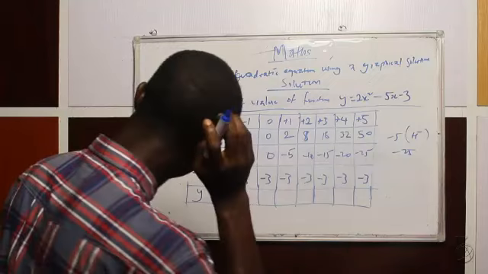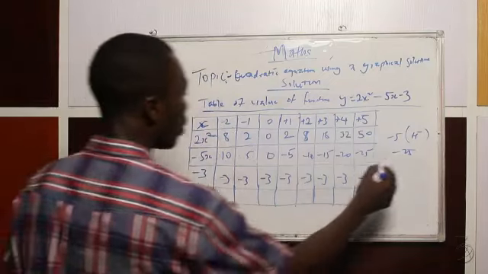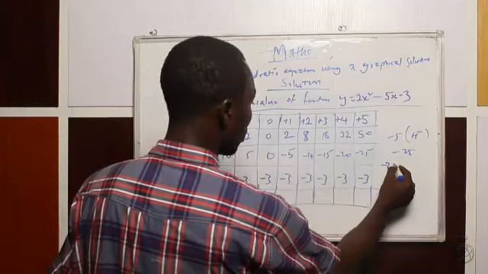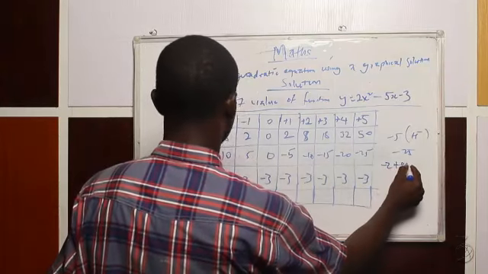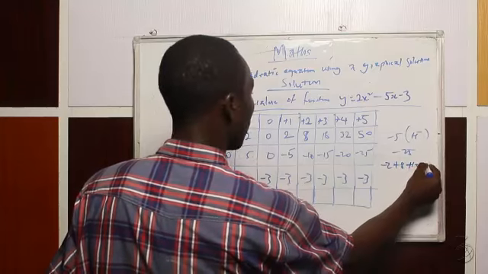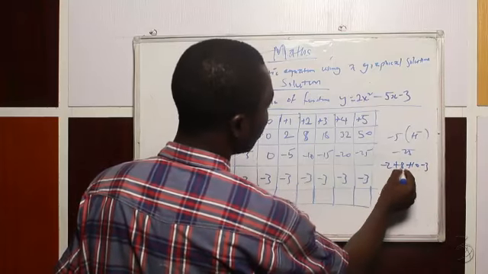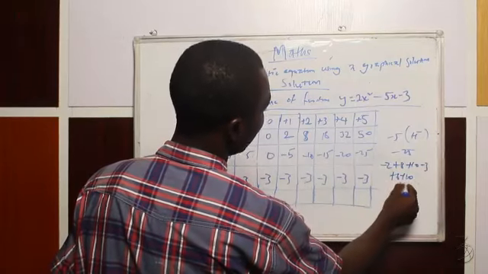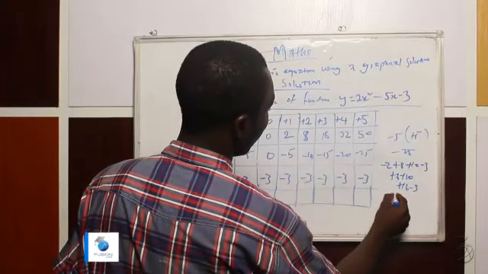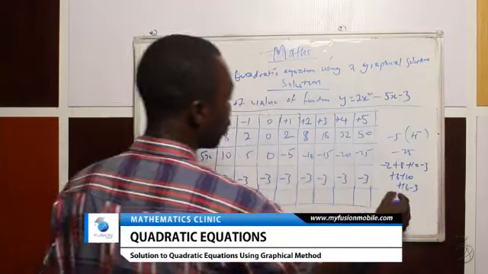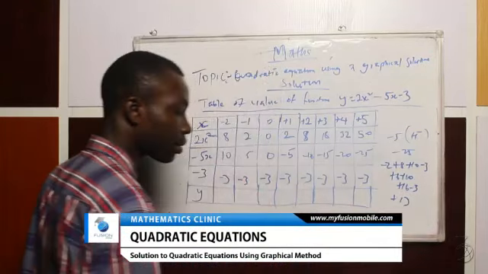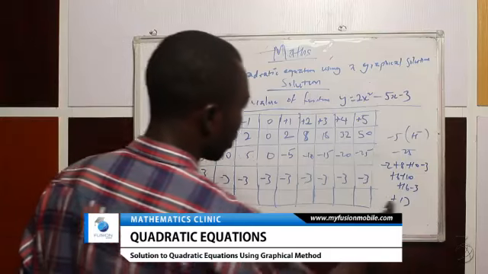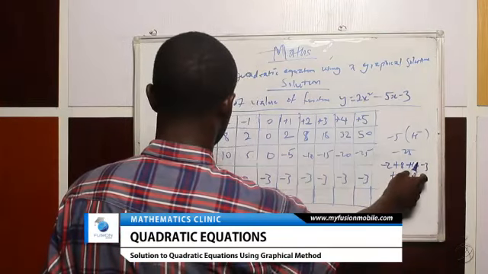Now, look at this place where you have minus 2: minus 2 plus 8 plus 10 minus 3. Minus 2 plus 8 will give us plus 6, plus 10. That's plus 16, minus 3. Plus 16 minus 3 will give us plus 13. How? Plus 3. This is minus 3.